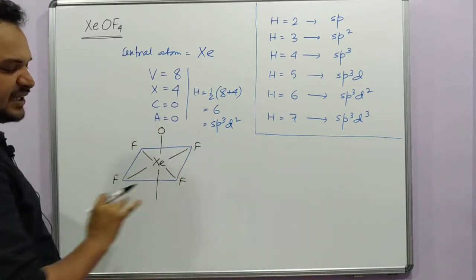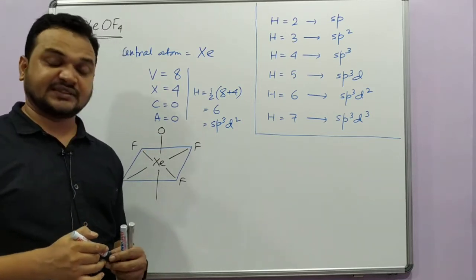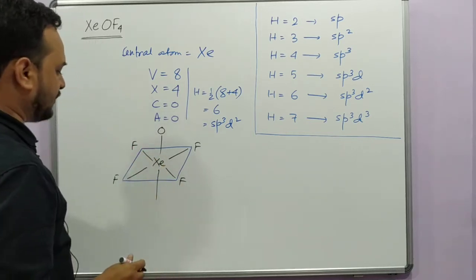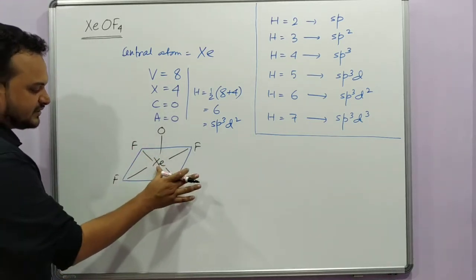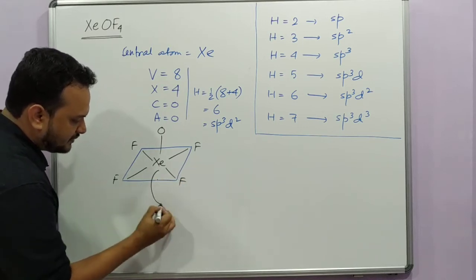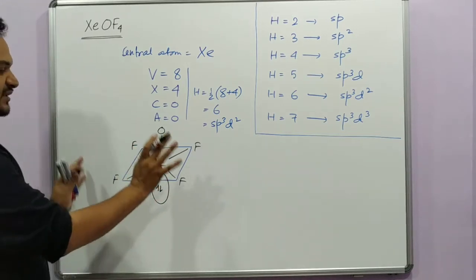So this is the sigma skeletal structure, because we know hybridization is associated with the sigma skeletal structure only. It has no relation with the pi bonding. So what about the 6th vertex? The 6th vertex will be occupied by the lone pair of electrons. Okay, so this is the sigma skeletal structure.